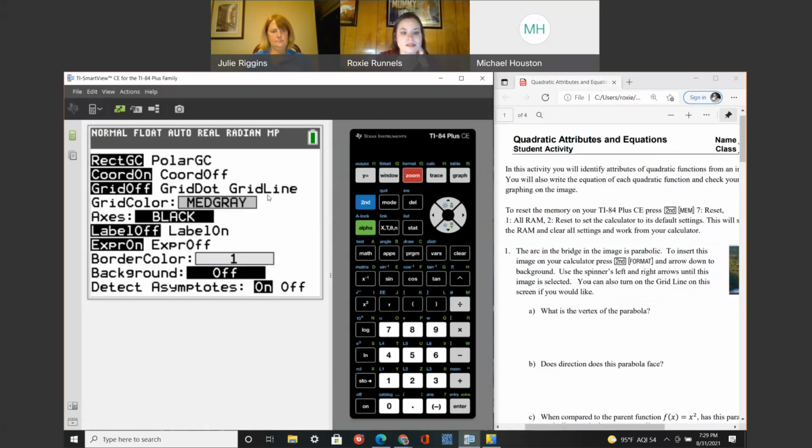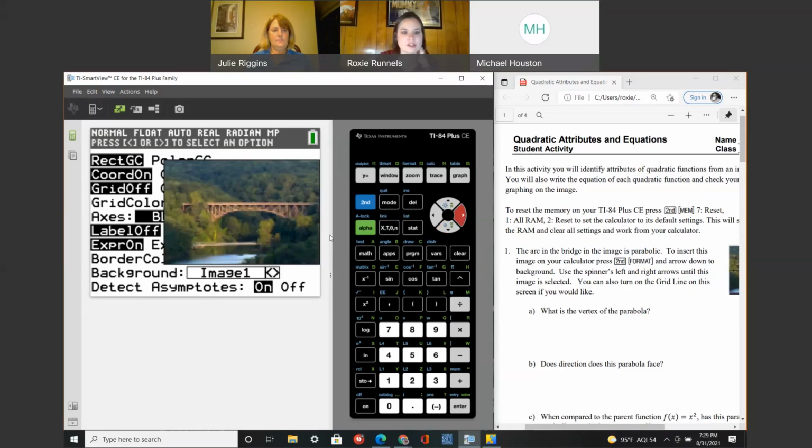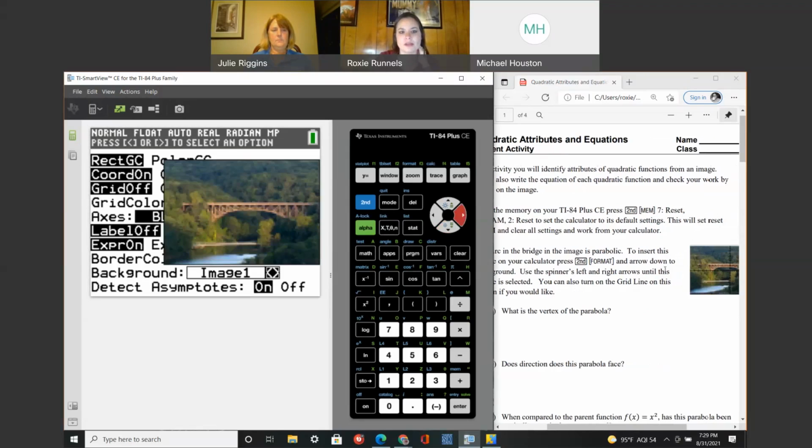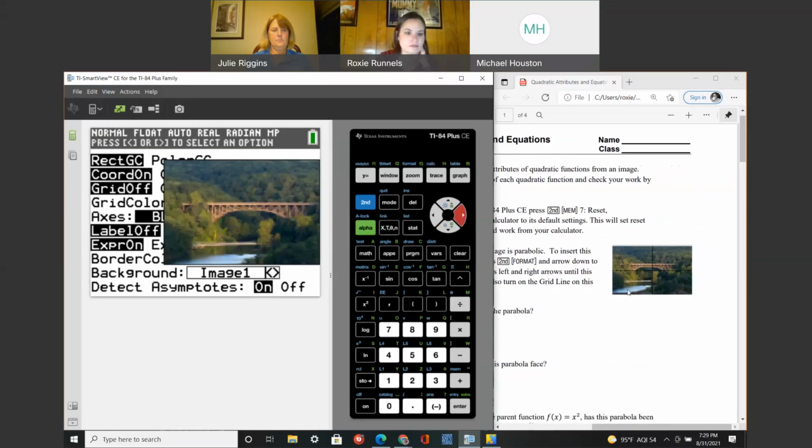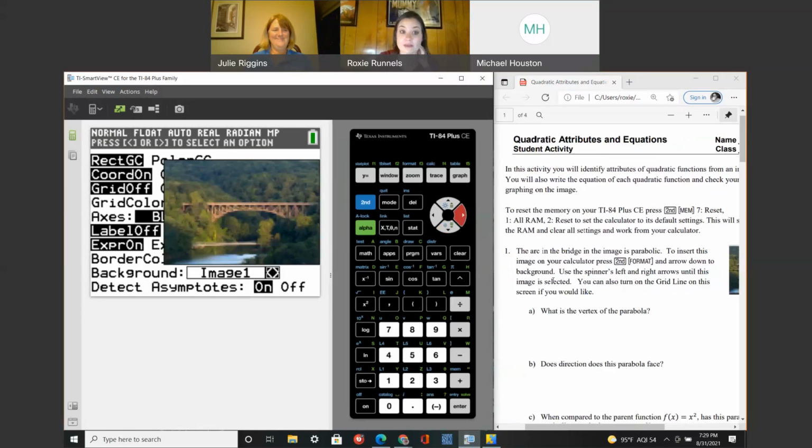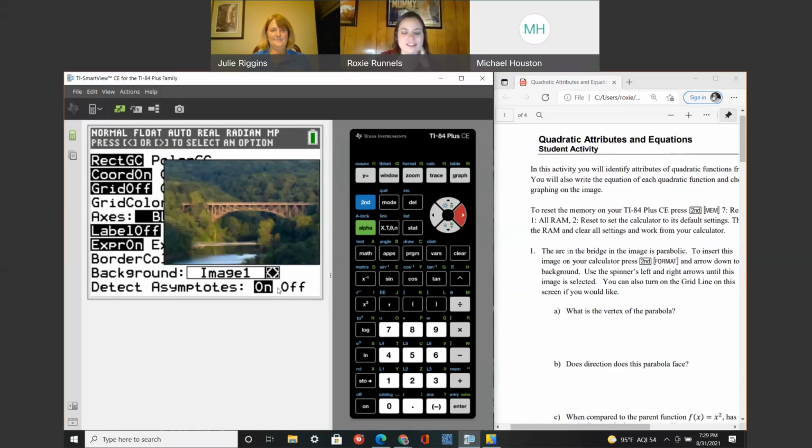And I'm going to do two things on this screen. The first thing is I'm going to come down to the background, and the background is turned off right now. I'm going to arrow all the way down and turn this image on so that it matches the image on my handout. It's the bridge. Oh, lucky me, it was the first one. That was luck. I just really liked this bridge.